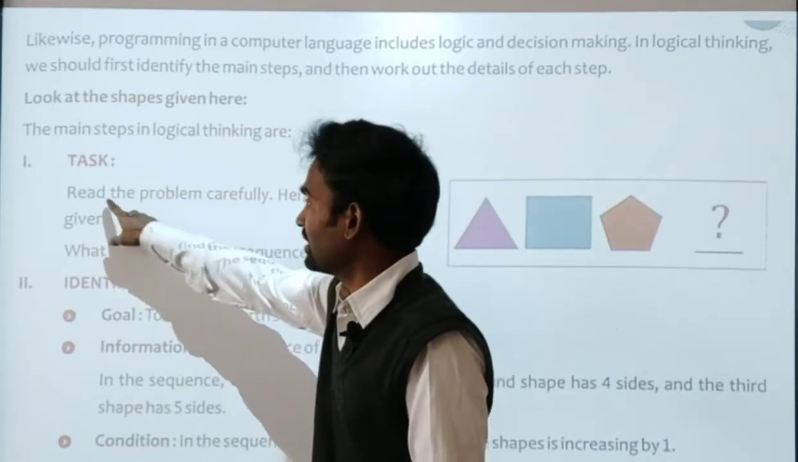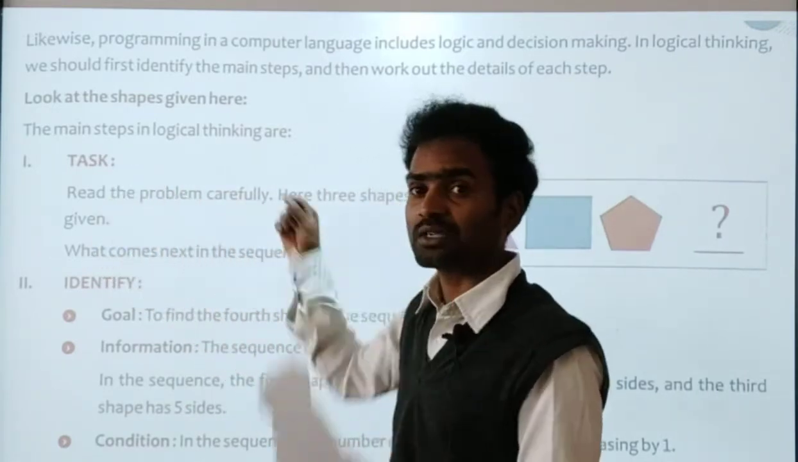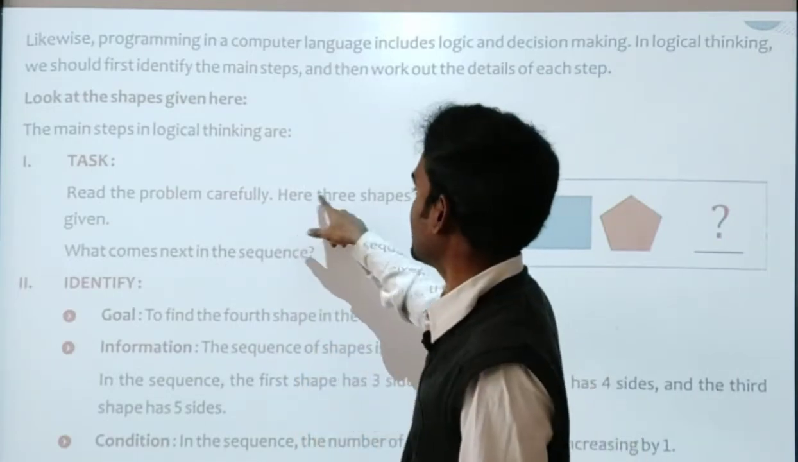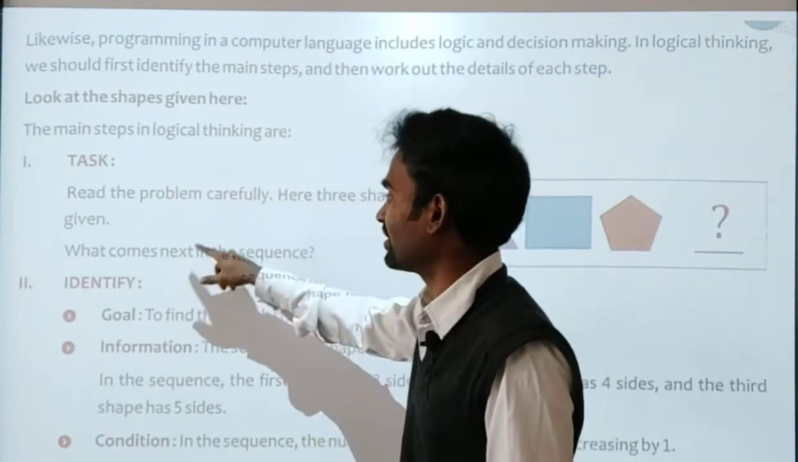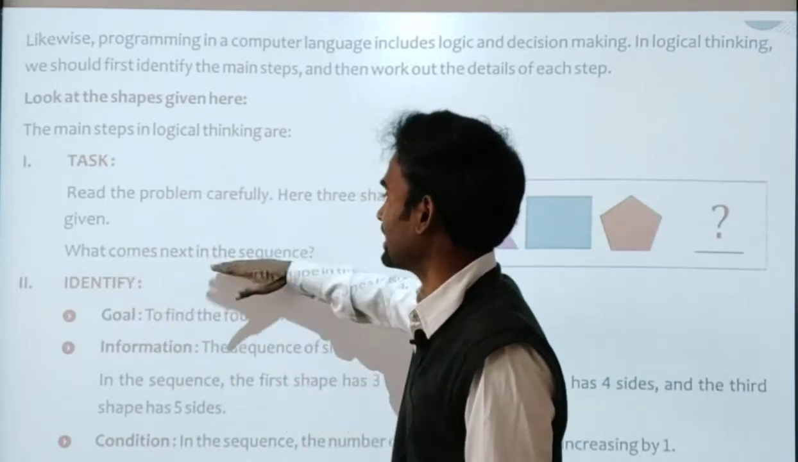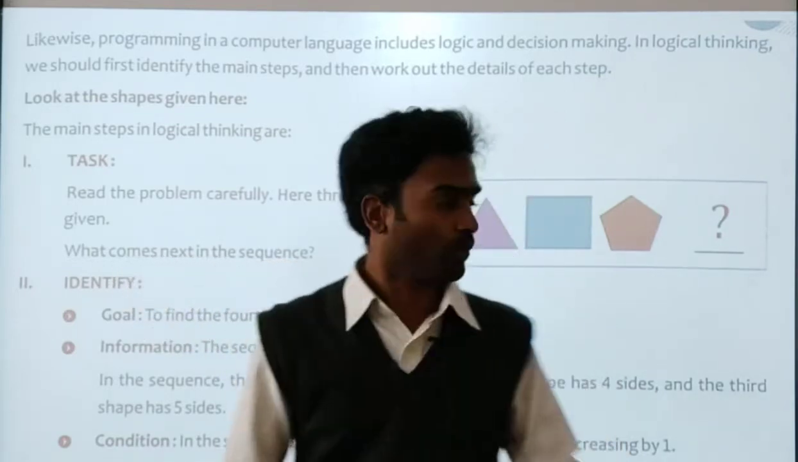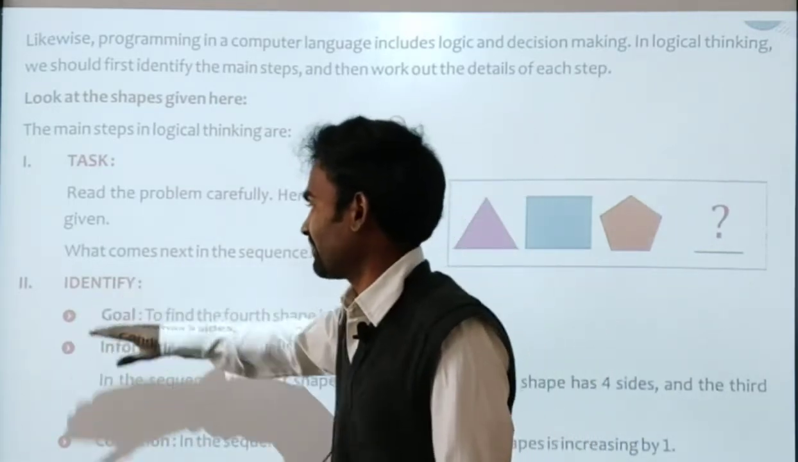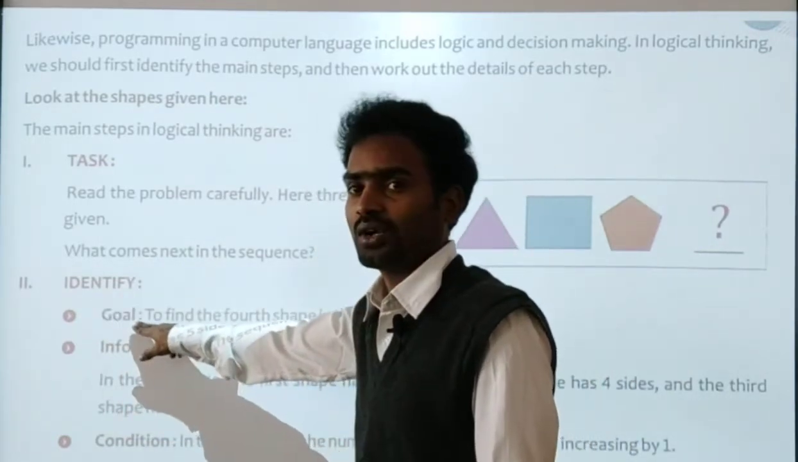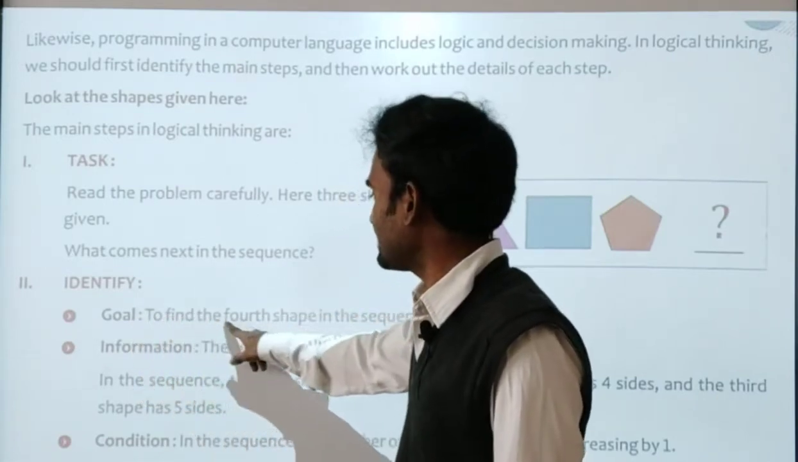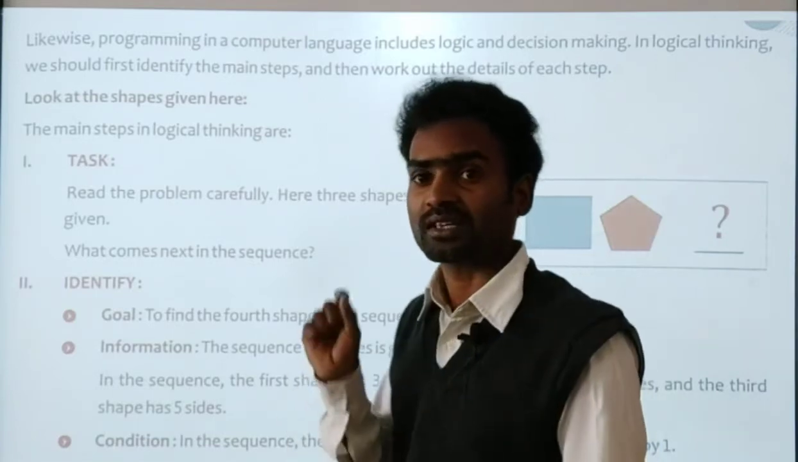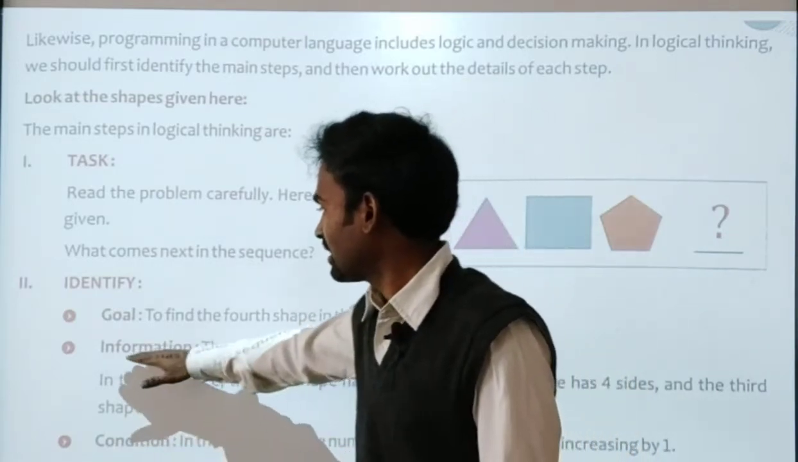What's the task? Read the problem carefully. We have to read the problem. And then here, 3 shapes are given. What comes next in the sequence? Identify. So what is the goal? Our goal is to find the 4th shape in the sequence. That's the goal.